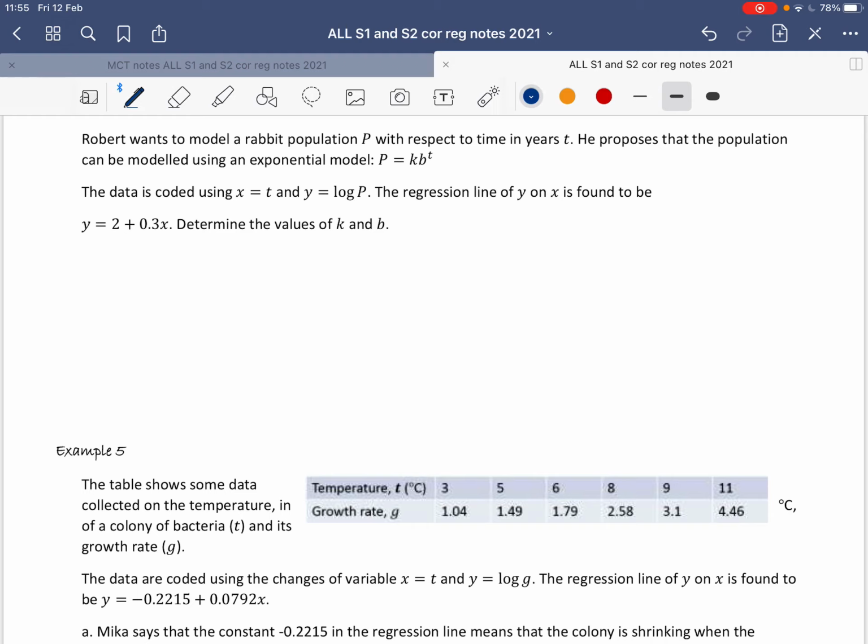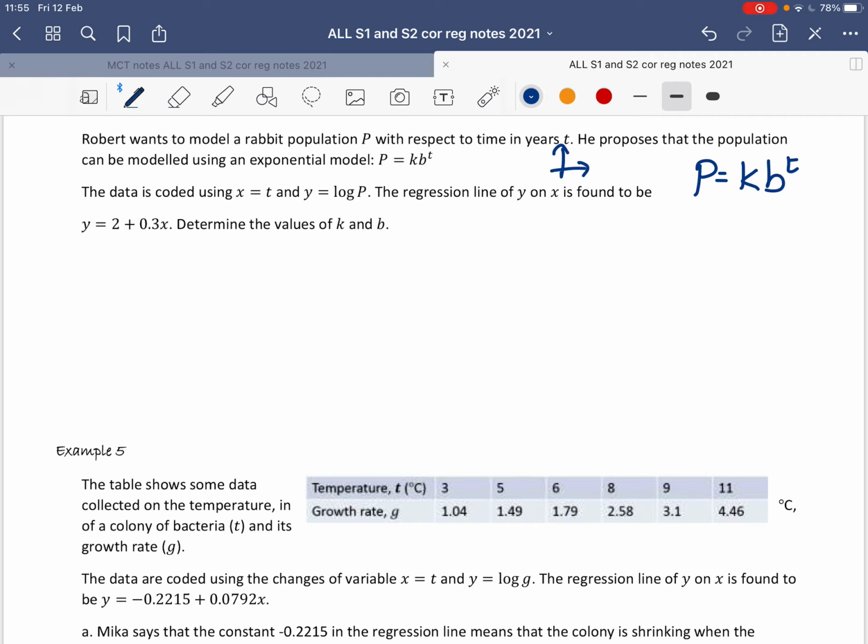Example 4. Robert wants to model a rabbit population P with respect to time in T years. So rabbit population over time is going to be a curve. He proposes that the population can be modelled using the exponential model P equals K B to the T.